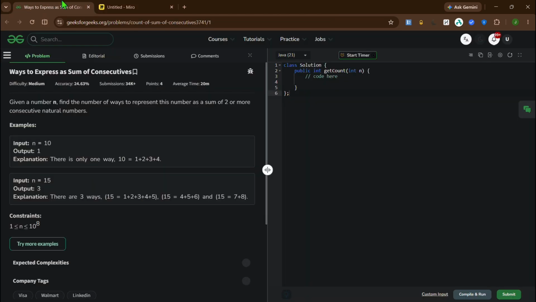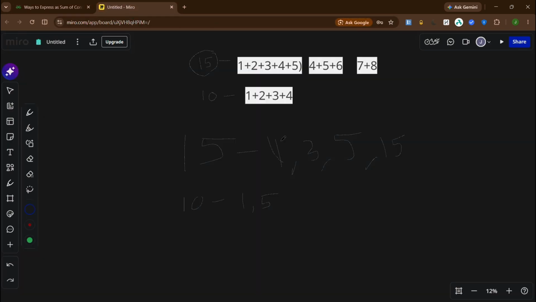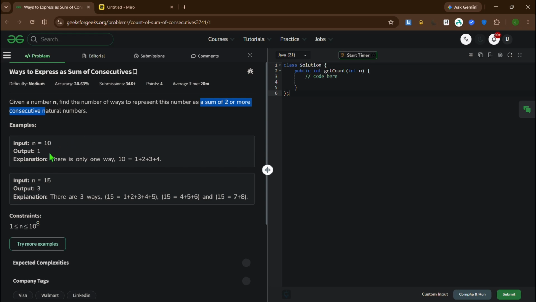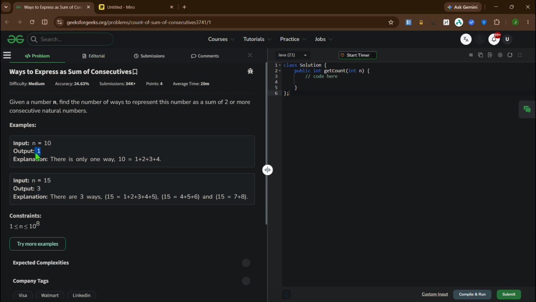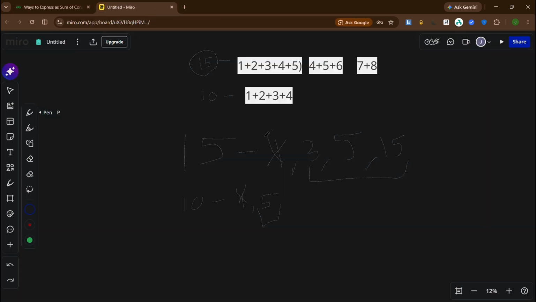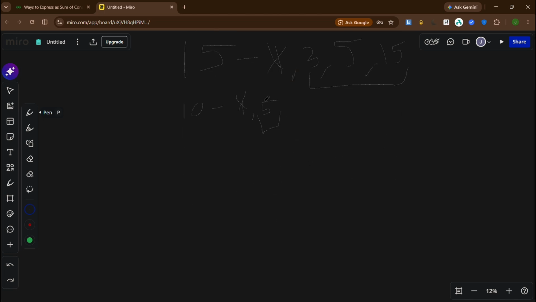Now, it is given in the problem that we want to represent the number as a sum of two or more consecutive natural numbers. So we will exclude 1 and the remaining factors will be our answer. For 15, the remaining factors are 3, so 3 is our answer. For 10, the only remaining factor is 5, thus 1 is the answer. So basically we will just find the odd factors of that number and return the count.